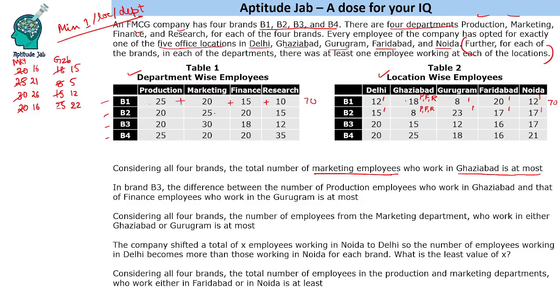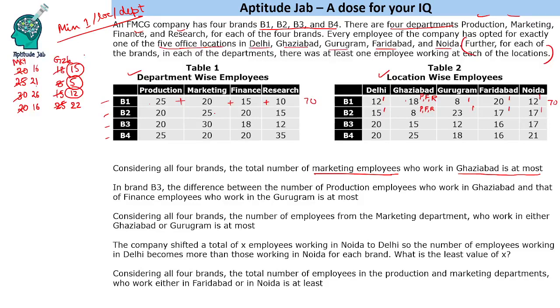Now in all these questions, we have to do the same thing. Okay, so 16 marketing employees are possible to be assigned to Ghaziabad, but there are only 15 possible options and we have only room for 15 employees. So maximum we can fill is 15. Similarly, there are 21 employees and there are 5 seats available. So we can assign a maximum of 5. Now in the third brand, there are 26 employees and we can assign maximum 12.